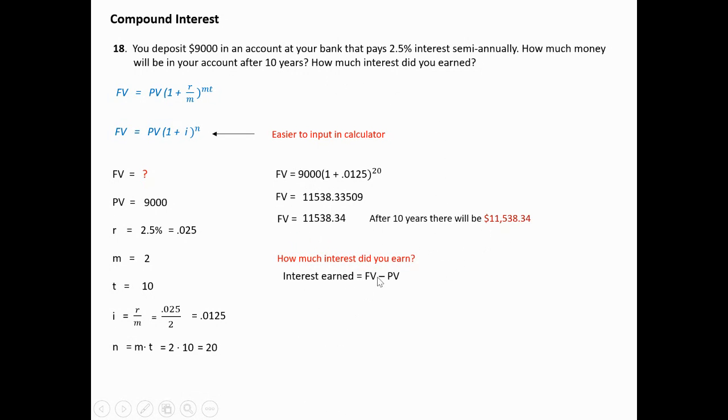So we subtract the future value of what we just got minus what you invested, which is the present value, which was 9,000. So it's going to give us $2,438.34. So that's how much interest you earned in those 10 years.